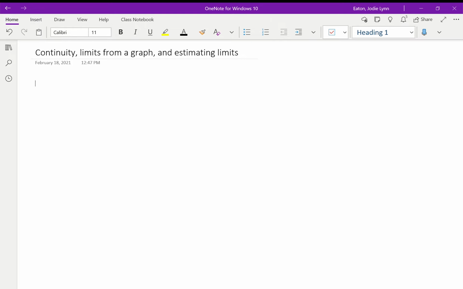In this lesson, we are going to look at what a limit is in an intuitive way and how we can estimate limits algebraically. So we'll start by looking at graphs.